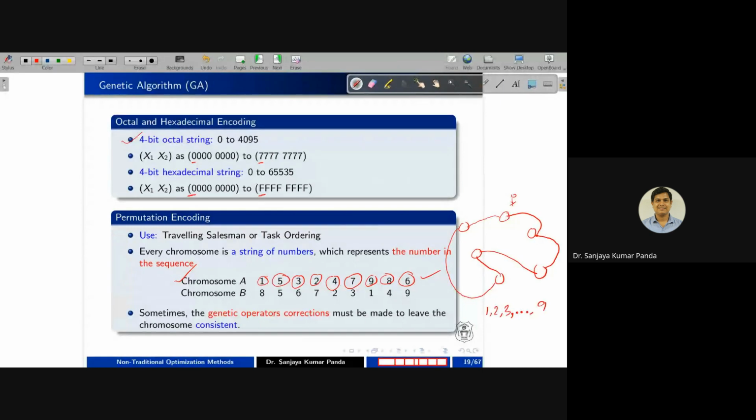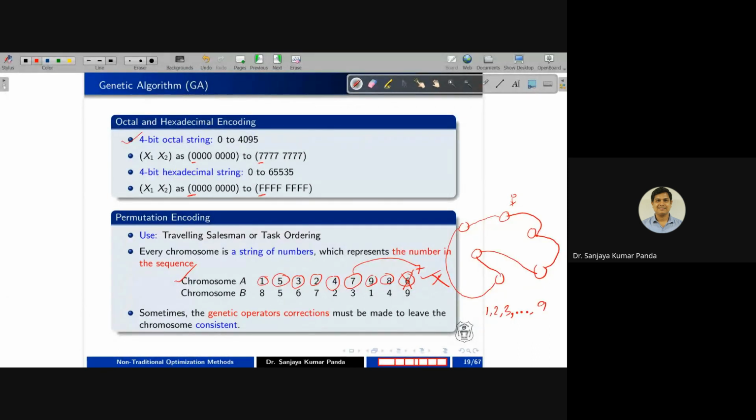And every population, as I said, may be good or bad, but they are giving you a solution. But instead of 6, let's say I put 7 here. So 6 is missing in chromosome A and 7 is repeated twice. What does it indicate? This chromosome is not a valid chromosome. But whatever chromosomes we have in the initial population, they are valid chromosomes, right?